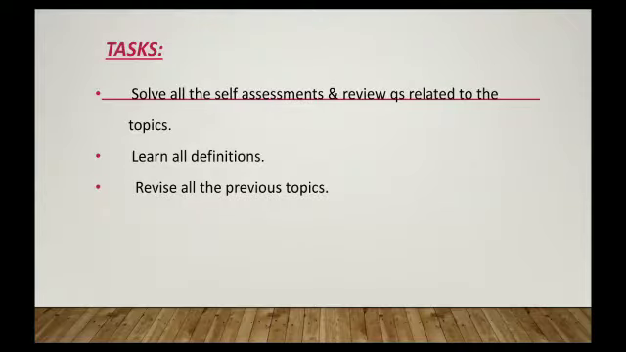These were the topics that we had to discuss, and there are a few tasks I want you to complete. The first is to solve all the self-assessments and review questions related to these topics. Number two is to learn all the definitions. Definitions are very important, and definitions in chemistry help you a lot in understanding the complete topic. Third is to revise all the previous topics. If you revise the topic of atomic number, you will be able to understand the topic of molecular mass and formula mass.